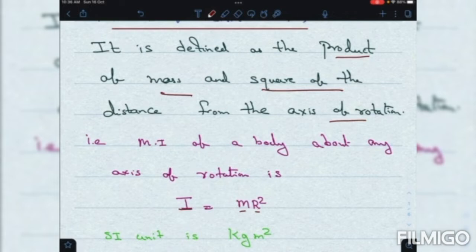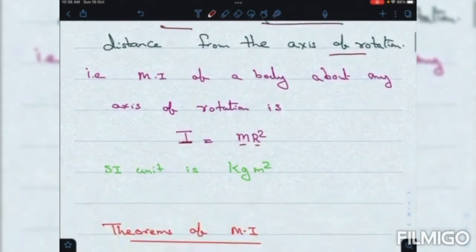Now what is the SI unit? For mass it is kilogram, and for distance it is meter. So since it is r square, it is meter square. So kilogram meter square is the unit for moment of inertia.